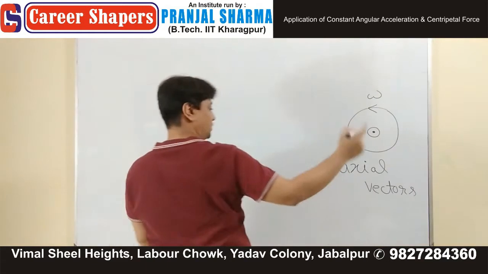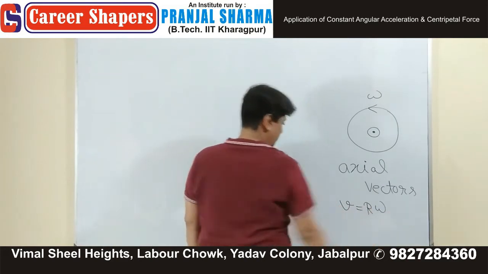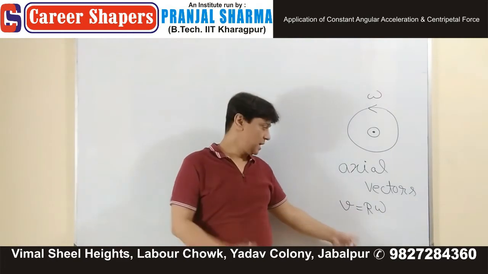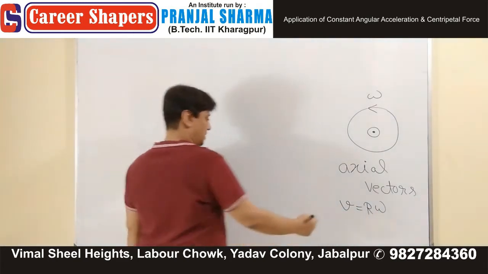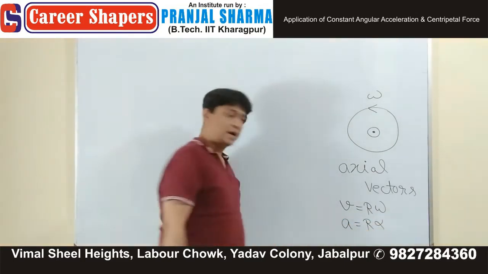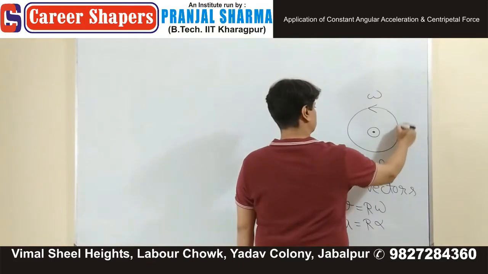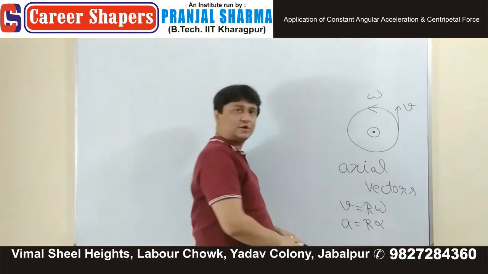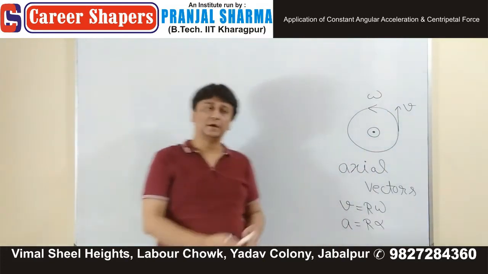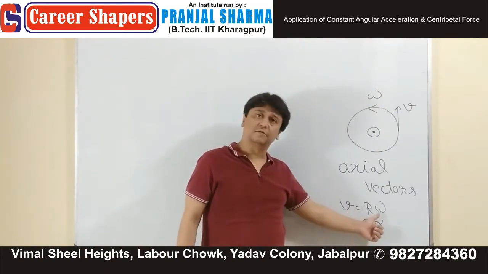And in the previous class, we also developed this relation, which is V equals R omega, between tangential velocity, linear velocity, and angular velocity. At the same time, we also developed a relation between A and alpha, where A is R alpha. This is your V. What is the direction of this velocity? This velocity is along the tangent, and therefore we will call it tangential velocity. This is tangential velocity, this is angular velocity.